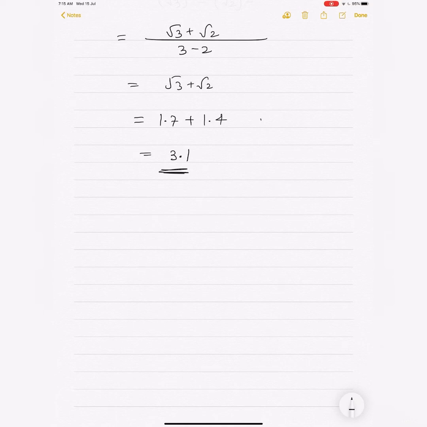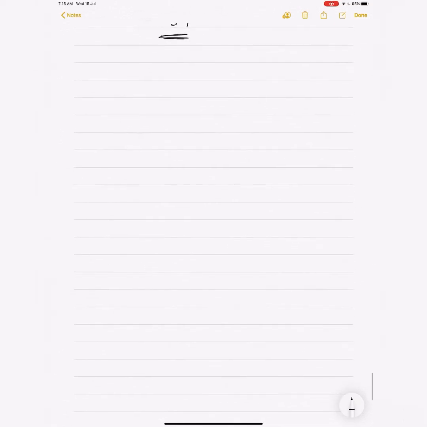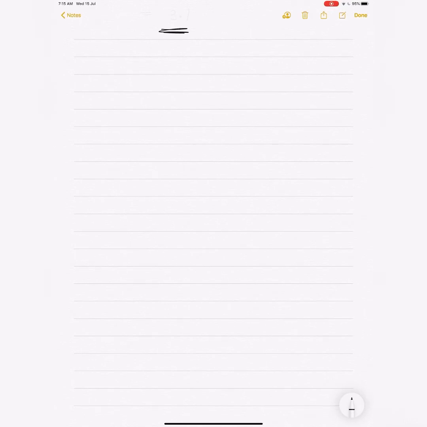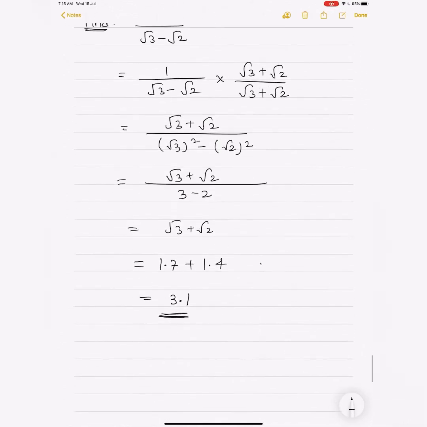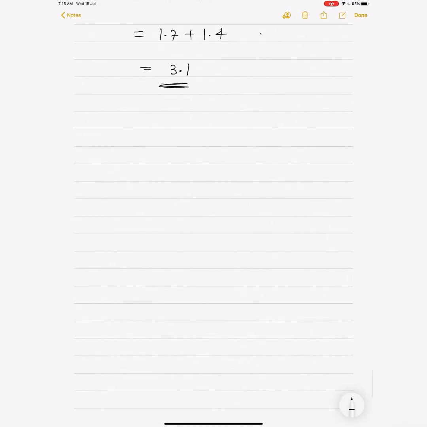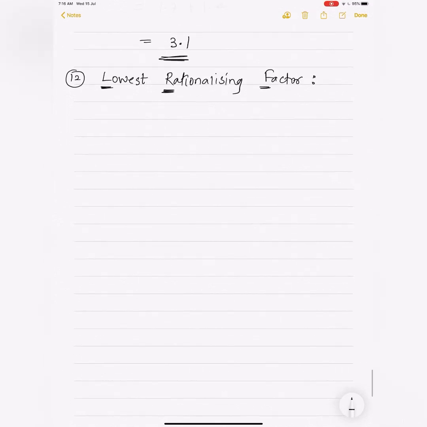Okay, fine. So guys, this is one part done. Now one very important thing. Okay, that was sum number 11. One more sum, guys, sum number 12. If they ask you, write down the lowest rationalizing factor. So how do you find the lowest rationalizing factor now here? So if you're asked to find the lowest rationalizing factor for 5 root 2, what will be your answer?